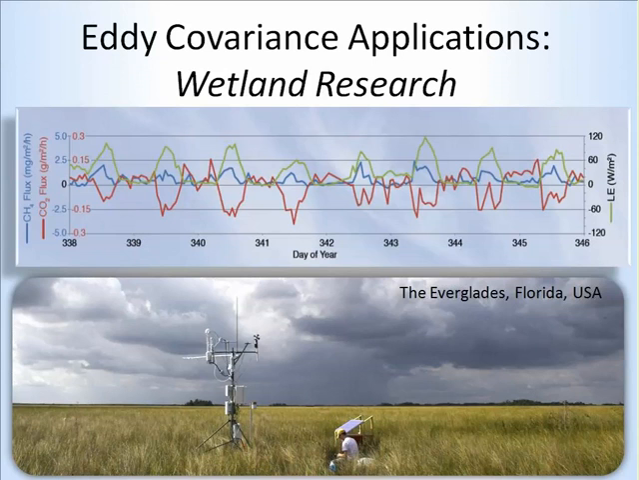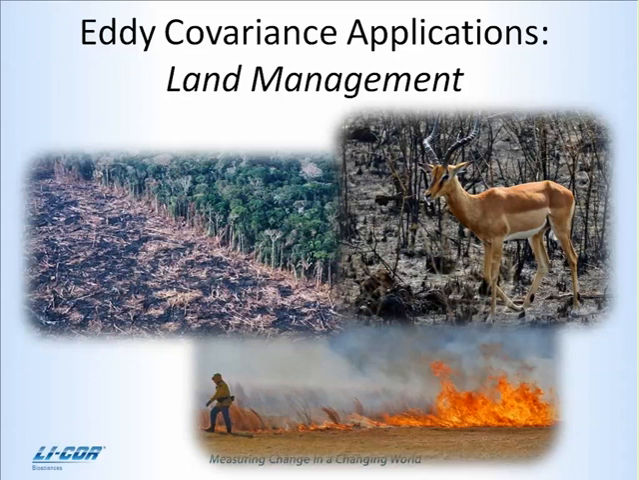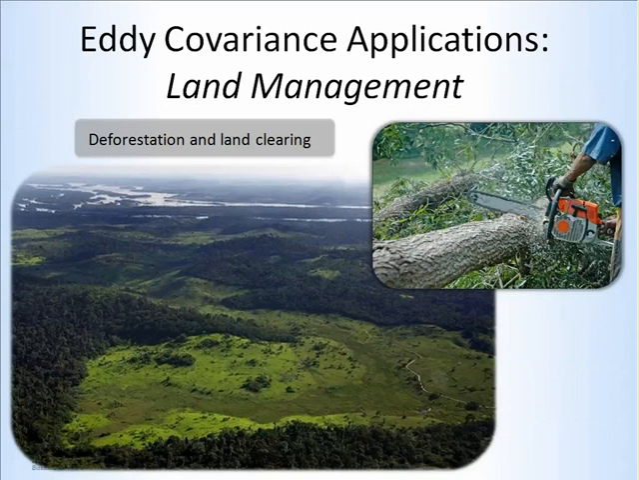There's also people utilizing Eddy Covariance for land management applications. For example, with prescribed and controlled burning, how does that affect the carbon and water cycles of that particular ecosystem? A similar application in land management is looking at deforestation. You can see in the picture here where a large area of trees has been removed from the Amazon. Now, how does this affect the carbon and water budgets for this particular area?